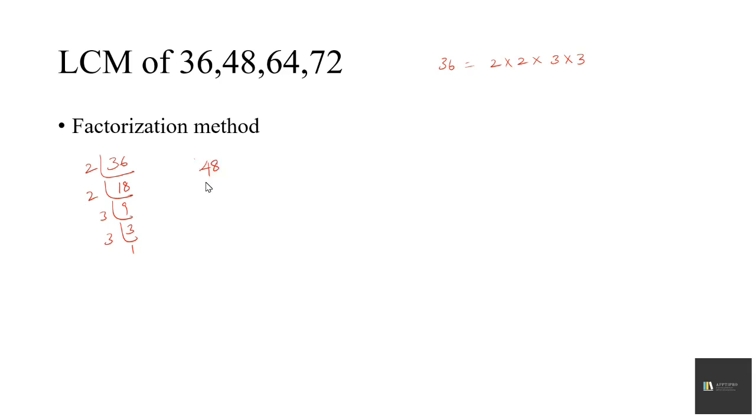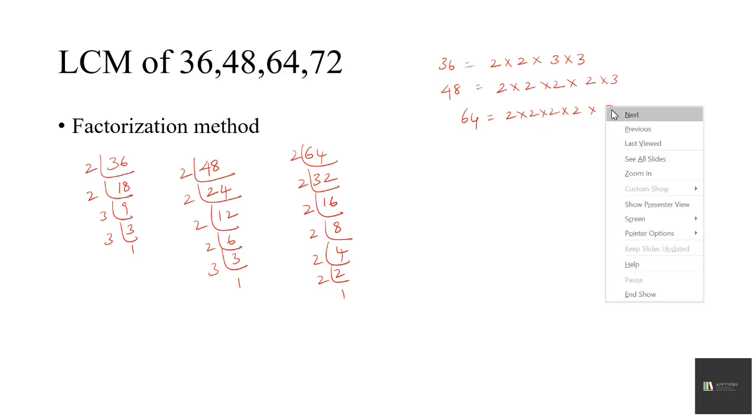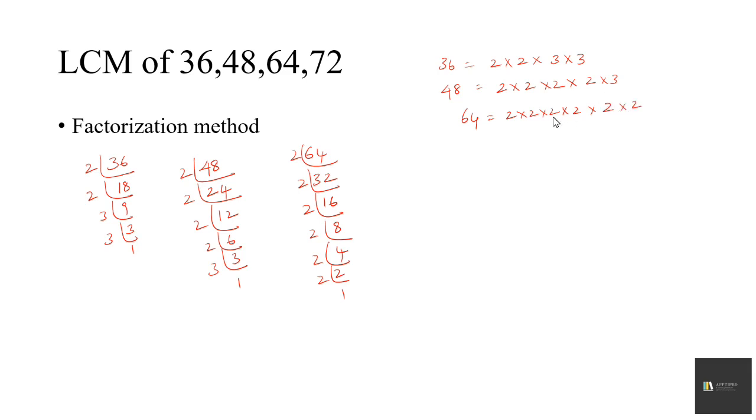And then the prime factors of 48. Next, the prime factors of 64. 2 is multiplied 6 times. Next, the prime factors of 72.